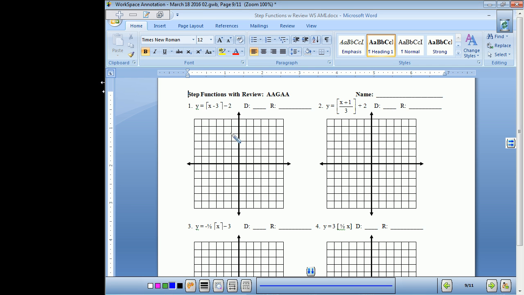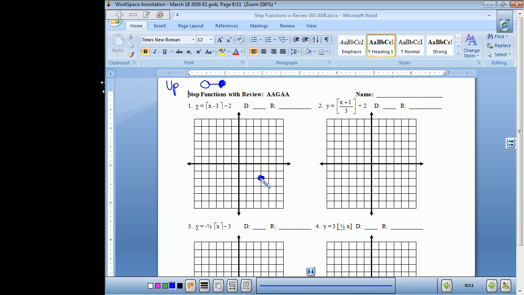Okay. Now, this equation right here, first of all, is it rounding up or rounding down? It's an up. And with an up, we start with the closed and we go backwards to the open. Okay, so where do we start with that closed dot? Right 3 and down 2, or down 2 and right 3.